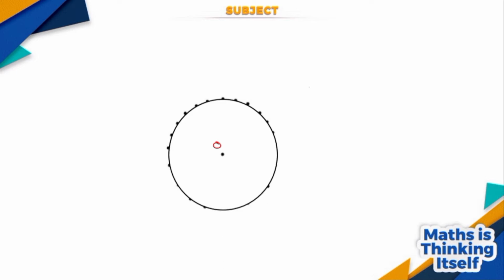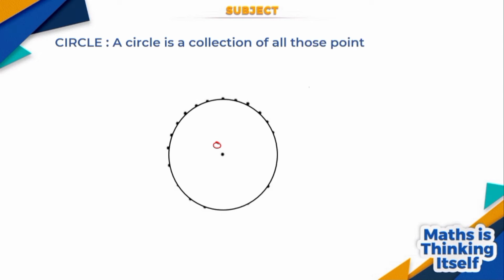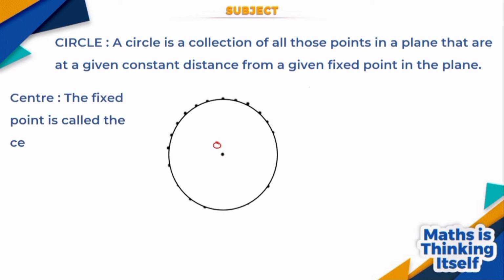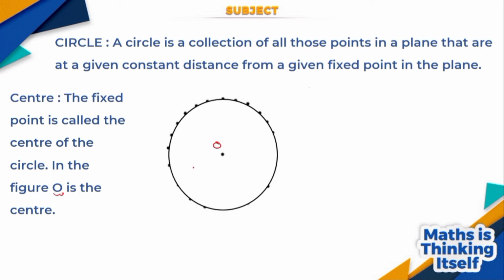is known as circle. So in scientific language, the definition of circle is: a circle is a collection of all those points in a plane that are at a given constant distance from a given fixed point in the plane. Now this is the fixed point and this fixed point is known as center of the circle. ये जो fixed point होता है इसे ही center of the circle कहा जाता है. So in the figure we clearly see O is the center of the circle.